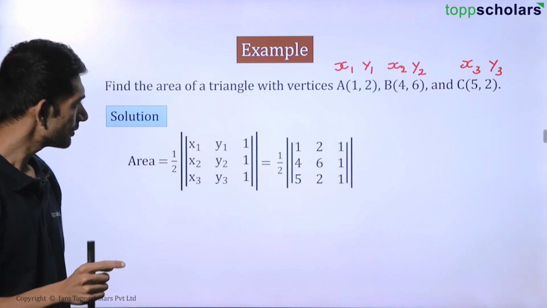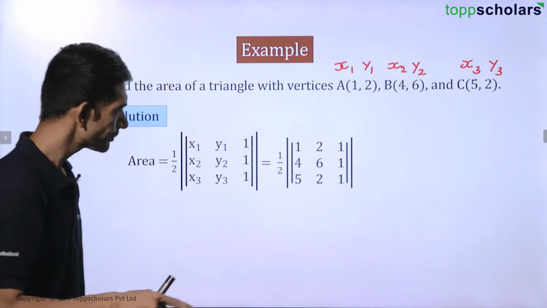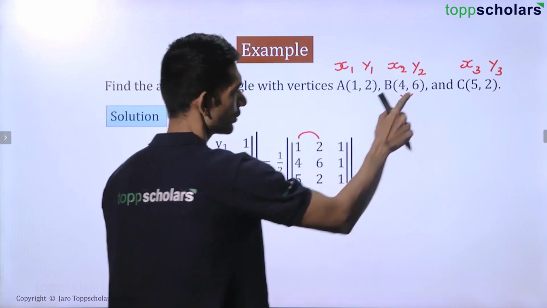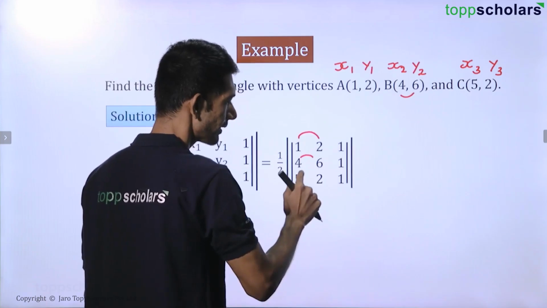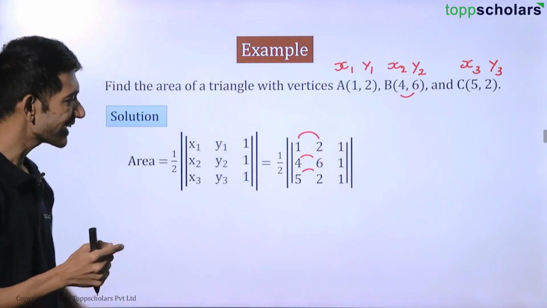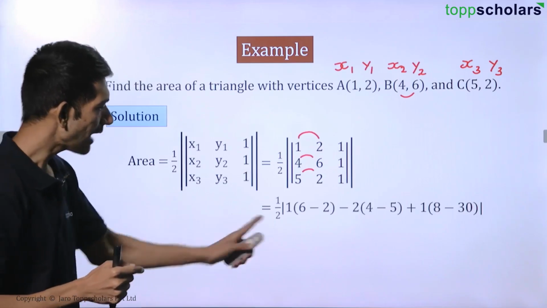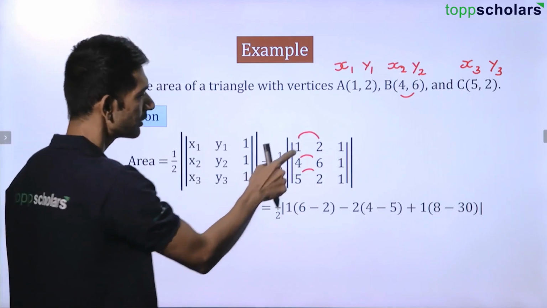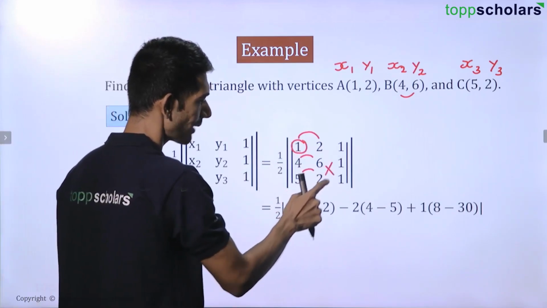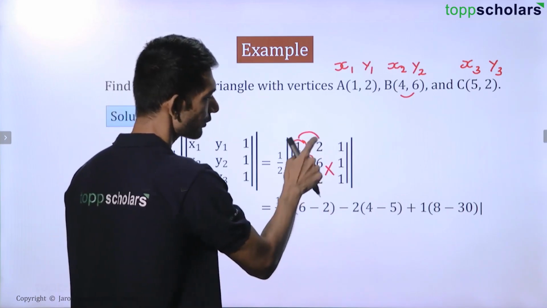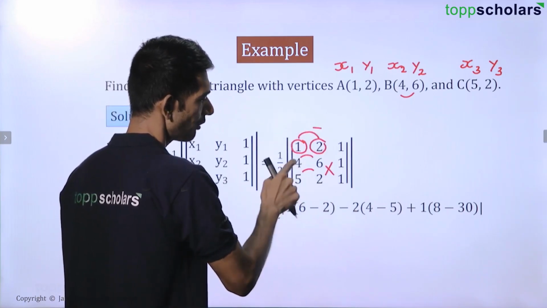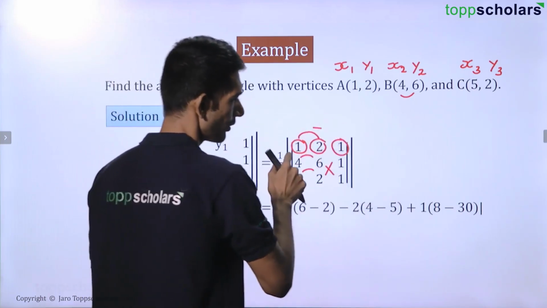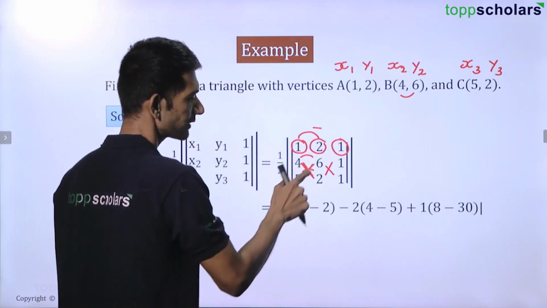Just put the values. Very simple. So we'll write down half of mod of the determinant of: x1, y1 as 1, 2; x2, y2 as 4, 6; x3, y3 as 5, 2; and then 1, 1, 1. Now solve this carefully. So this becomes half of mod of the determinant. We have 1 times (6 minus 2), then minus 2 in the middle, times (4 minus 5), and then finally plus 1 times (8 minus 30).